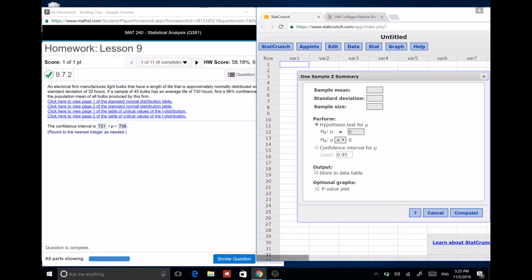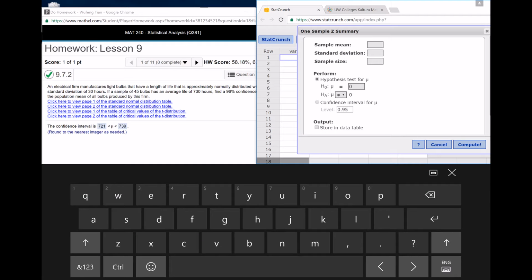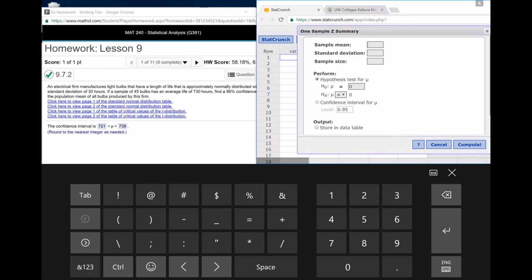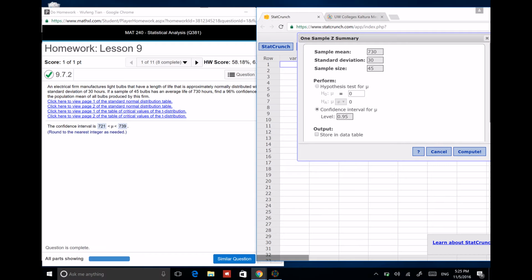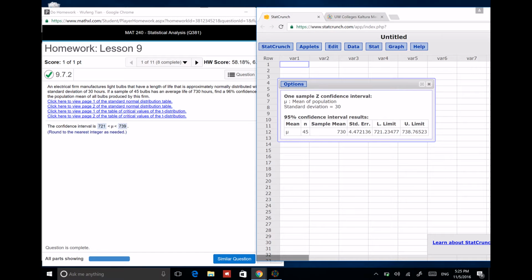So what you need to do is type in the sample mean. What's the sample mean? 730. You also type in the standard deviation, which is 30. Type in the sample size, which is 45, and a confidence interval of 95%. Compute. Then you have your lower limit, which is 721, and upper limit, 739. Okay, so this is how you do this one.